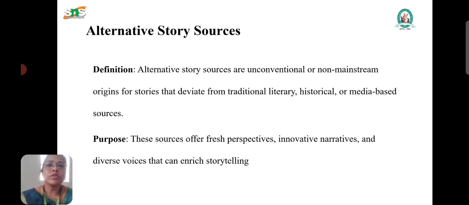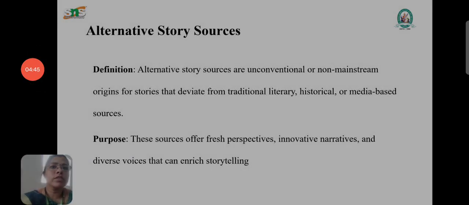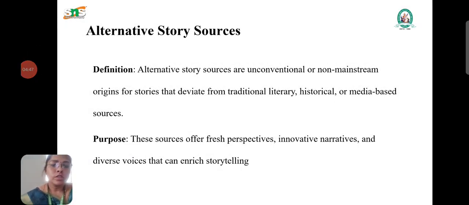Alternative story sources. We have so many sources to narrate a story as an alternative, that are unconventional and non-mainstream origins for stories that deviate from traditional literary, historical or media-based stories. The purpose of creating alternative stories is to find sources of fresh perspectives, innovative narratives and diverse voices that can enrich storytelling.